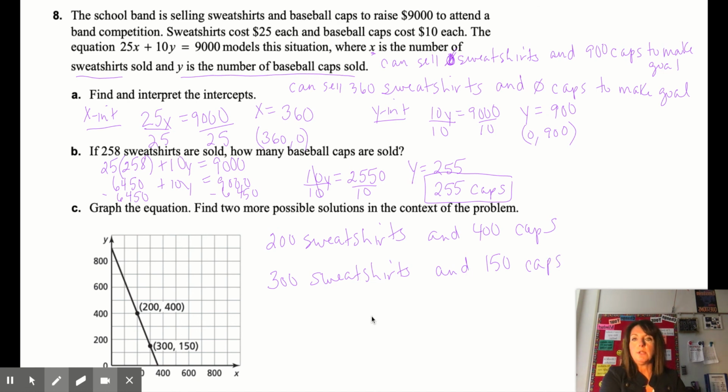So what you could do is pick a place on your y-axis. Like we could have picked 100. You could even substitute that into your equation up here. Because x is equal to 100, that'd be 250, and then solve for y just like we did in part B, because those would all be points on the graph.